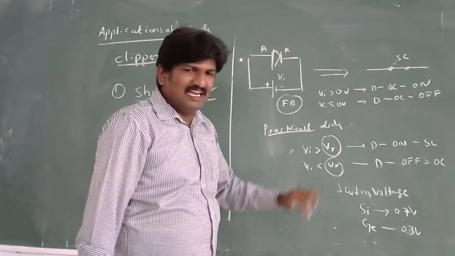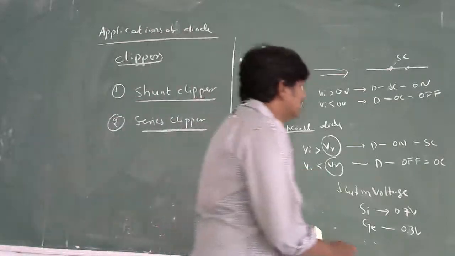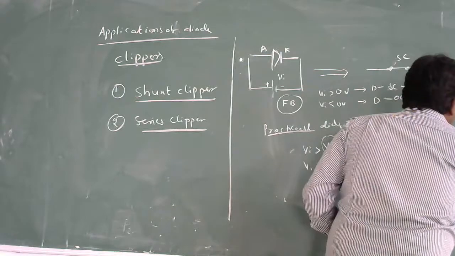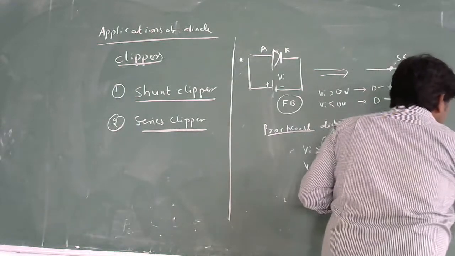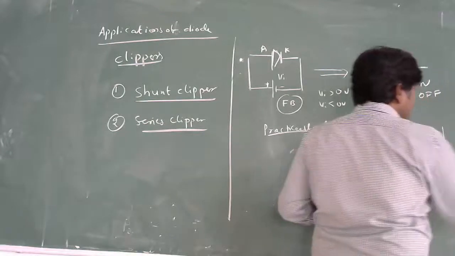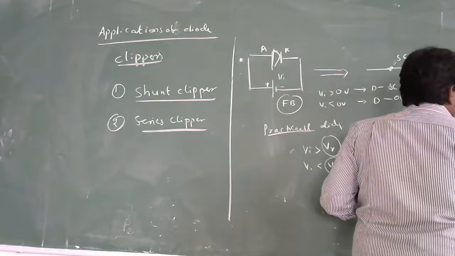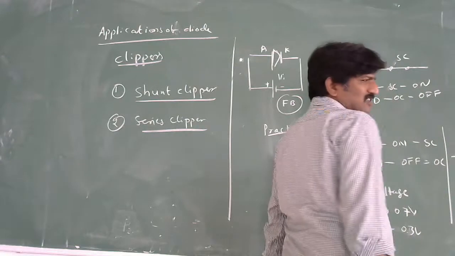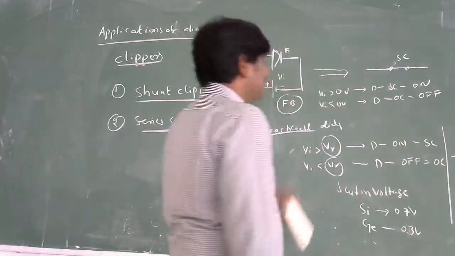What is the electrical equivalent circuit for this one? Generally, when the diode is forward biased, the minimum cut-in voltage needs to be satisfied, and then it consists of a short circuited switch like this. This is the practical diode.